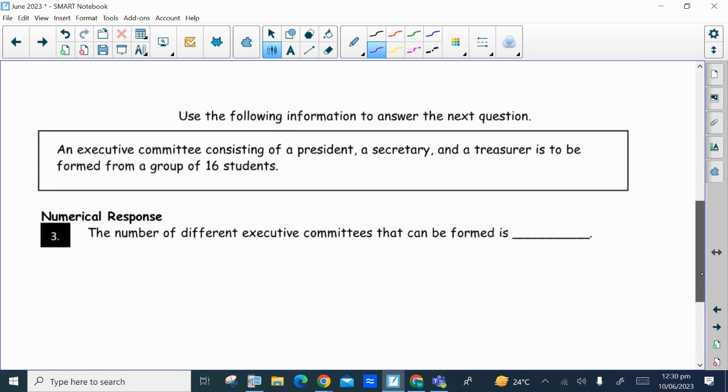Question at the bottom, an executive committee consisting of a president, secretary, and treasurer to be selected from a group of 16 students. So this tells us order matters. If you get selected to be the president, that's not the same as the treasurer or the secretary. So order matters. So from those 16, 3 are selected, order matters, it'll be 16P3, which is 3360.